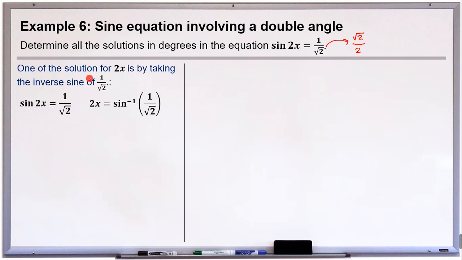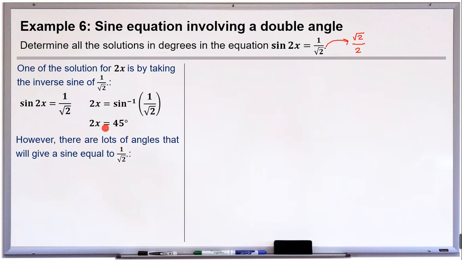So one of the solutions for 2x is found by taking the inverse sine of 1 over square root of 2. So 2x is equal to the arcsine of this expression, and the arcsine of square root of 2 over 2, or 1 over square root of 2, is equal to 45 degrees, or pi over 4 in radians. Again, 2x is equal to 45 degrees.